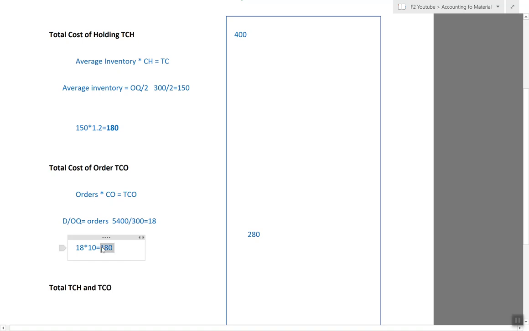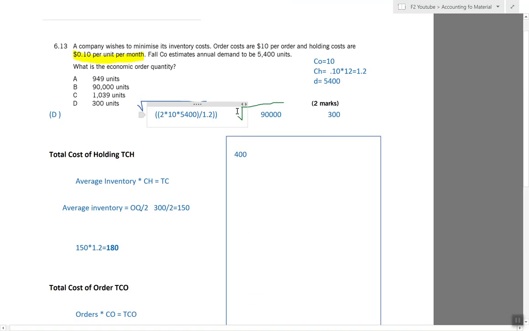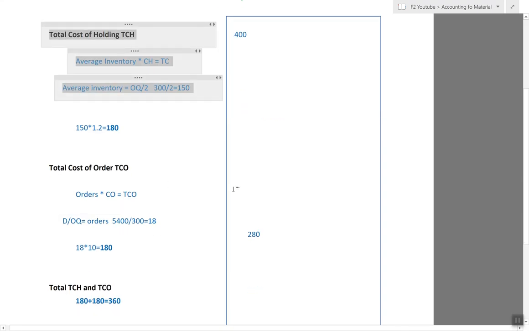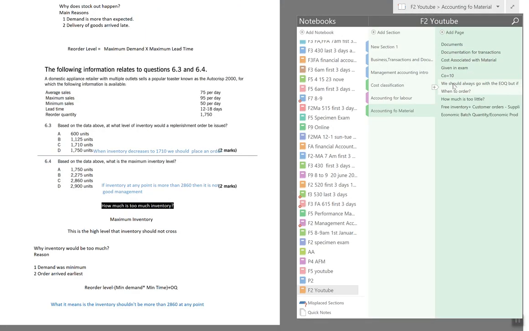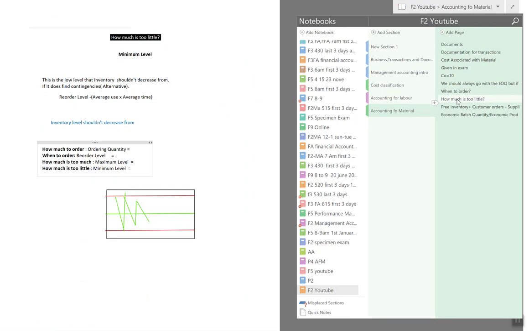Now the thing about economic order quantity is that your holding cost and ordering cost would be the same. If your ordering and holding cost are not the same, it means maybe your calculation of economic order quantity is not correct, or maybe you have made some mistake. But the thing is, holding costs and ordering costs should always be the same. I'll explain this in a graph. The reason it works is, let's look at a graph.